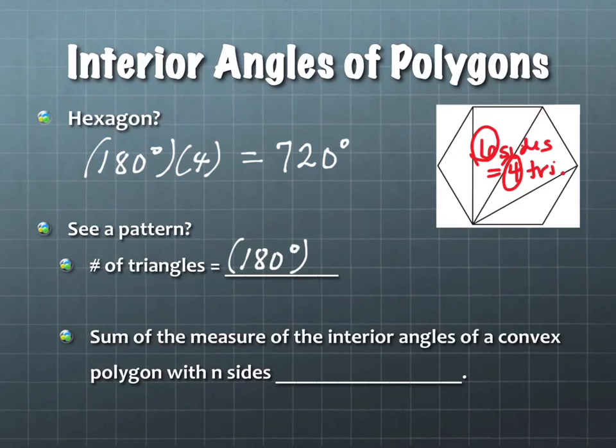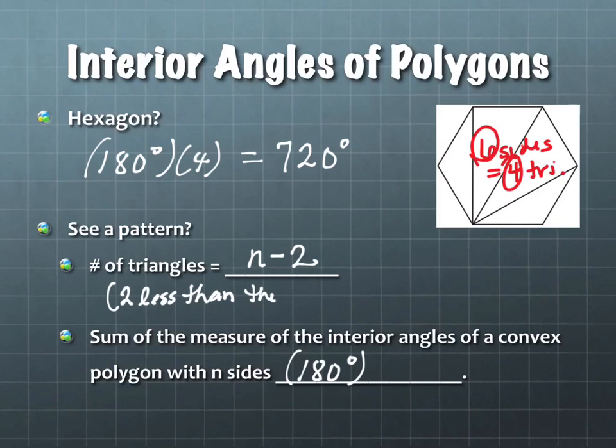So, I didn't put this in the right spot. I'm sorry. This 180 was supposed to go down here. My bad. So sorry. Erase that. Your number of triangles, that's what I was trying to fill in, is 2 less than your number of sides. So our formula or our description is that we would take n minus 2, which is the number of triangles, 2 less than the number of sides, and multiply it by 180 in order to find the degrees in our polygon.